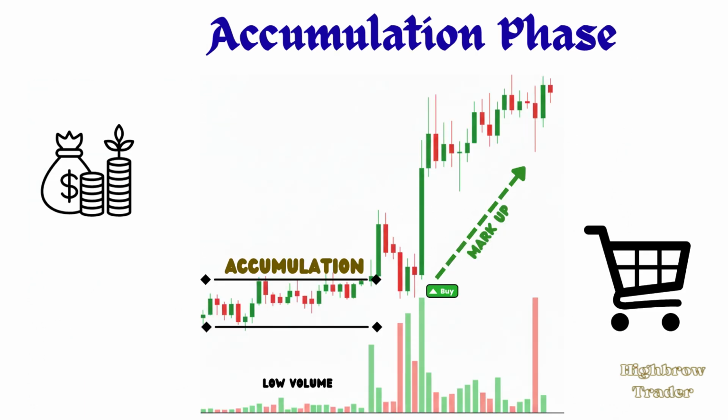Accumulation is the phase where smart money quietly builds their positions. Price often moves sideways in a tight range with low volatility, appearing calm on the surface. Many retail traders think nothing is happening here, but this is frequently where major moves begin. Volume is usually low during accumulation, so watch closely for subtle shifts that signal smart money activity.